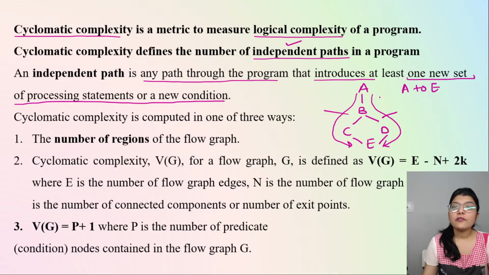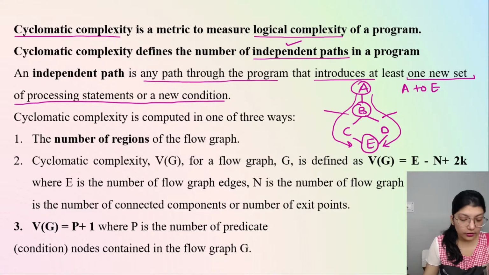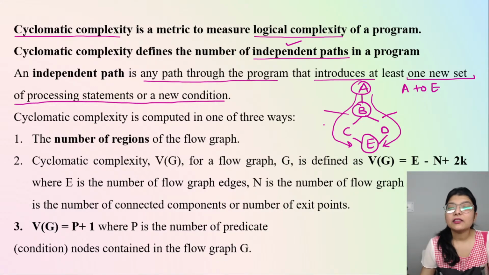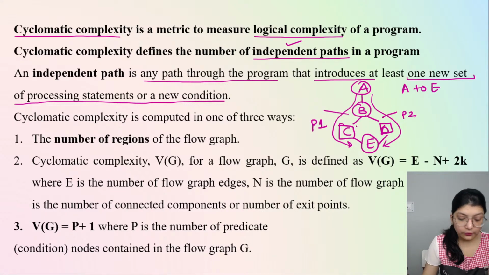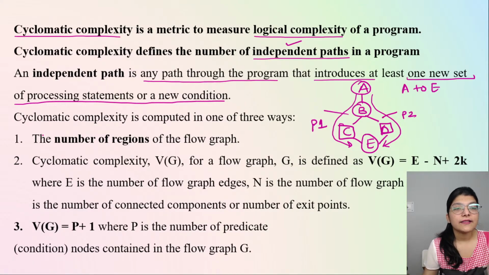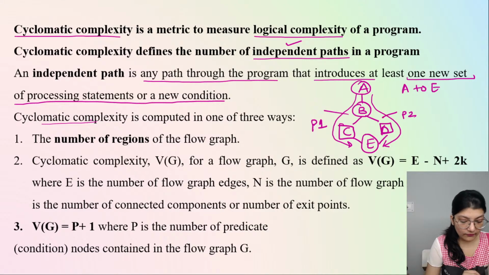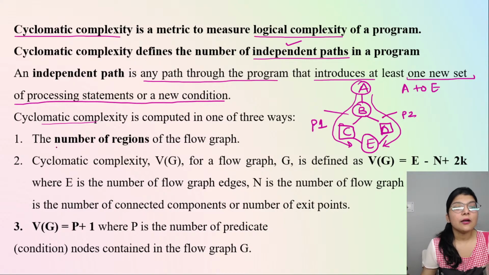Now if you see here, A, B and E are common in both the paths. But in path 1, P1, I have C here, and in P2, I have D. That is, one new state or one new node has been added. Good evening, Rosalind. So this is your independent path. Then I have three methods to calculate the cyclomatic complexity. First is the number of regions.